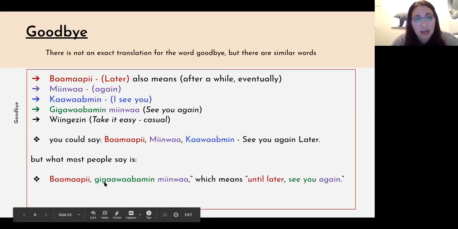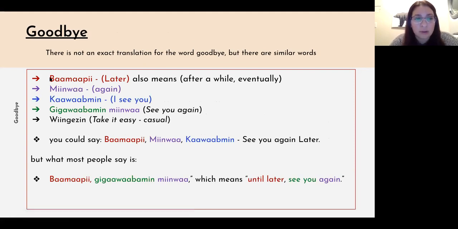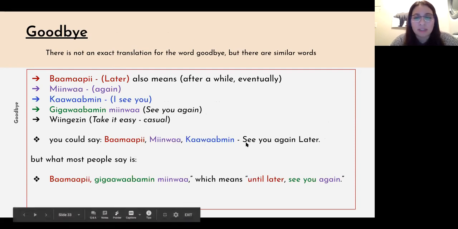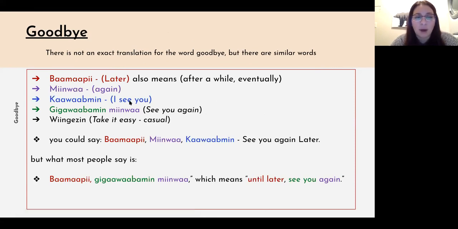Then we went over goodbyes. So bamapi, which means later. So you could just say bamapi and everyone would know you're saying goodbye. But the full see you again later would be bamapi minwa kawabamin. Minwa means again and kawabamin means I see you. So when you put them all together, I'll see you again later.